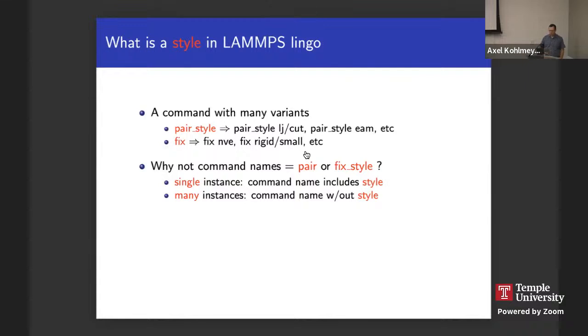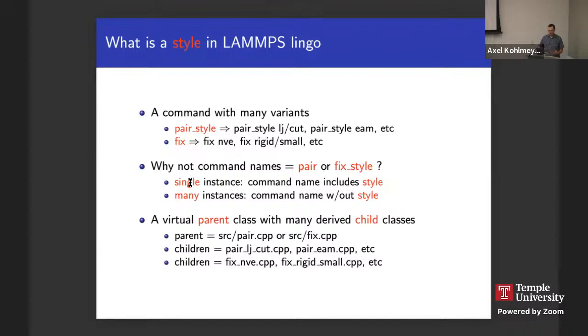A style is a command with many variants. So we talked about a pair style. We also talked about fixes. So examples of pair styles are pair style lj/cut, EAM, etc. Fixes could be NVE, etc. So you may be looking at these commands and wondering, why is it a pair style but not a fix style? So if you can only have one instance in your entire LAMMPS simulation, then it includes the name style. So you can only have one pair style, but you can have many fixes.